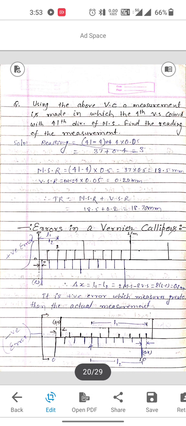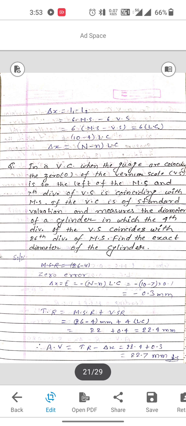Now come to the question, which is very important. In a vernier caliper, when the jaws are coinciding, the 0 of the vernier scale is to the left of the main scale 0, and the 7th division of the vernier scale is coinciding with the main scale. If the vernier caliper is of standard calibration and measures the diameter of a cylinder in which the 4th division of the vernier scale coincides with the 26th division of the main scale, find the exact diameter.